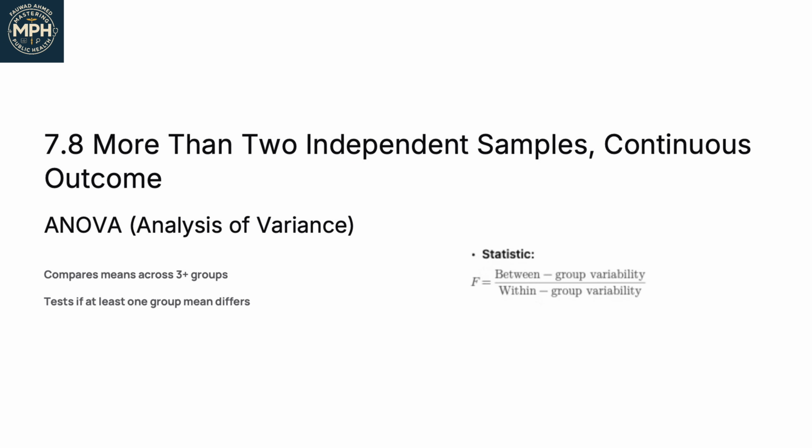Eighth is tests with more than two independent samples, continuous outcome. When comparing means across more than two groups, say 3 different diets, we use analysis of variance or ANOVA. ANOVA tests whether at least one group mean differs. It compares the variation between groups to the variation within groups. If the p-value is below alpha, we conclude not all group means are equal. Post hoc tests are then used to identify which specific groups differ.